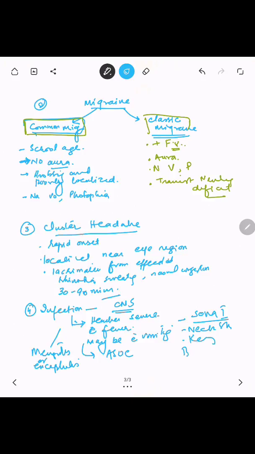The parents will be complaining that he has high grade fever for the last 2 days and he has headache and he is vomiting. So you need to rule out the meningitis. You need to look for the signs of meningeal irritation, which are neck stiffness, okay, Kernig and Brudzinski. You need to look for them. Okay, so we have done the meningitis.